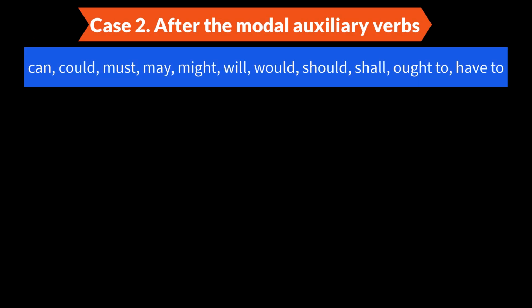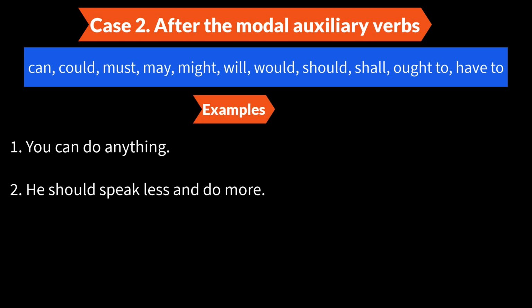Here we use zero infinitives after modal auxiliary verbs. What are modal auxiliary verbs? Can, could, may, might, should, shall. All these verbs that you see on your screen are modal auxiliary verbs. So whatever verb we use after these modal auxiliary verbs is nothing but a zero infinitive. Let us take some examples and understand this. You can do anything. Yes, you can do anything. What is our zero infinitive here? Very simple. Do. You can do anything.